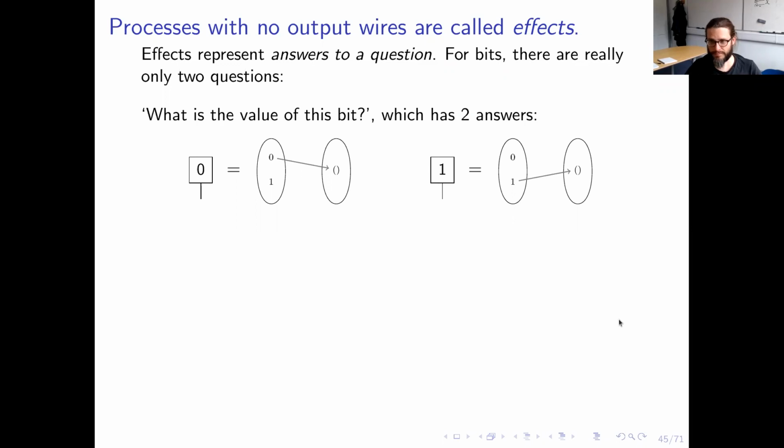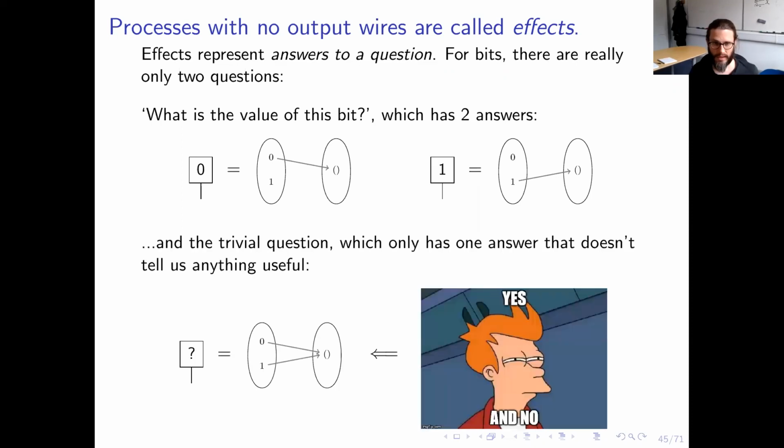So that's a question. If I take my 0 state and plug it into my 0 answer, I'll get true. If I plug it into my 1 answer, I'll get false. That's how these questions and answers fit together. There's also a kind of trivial question, which doesn't really ask anything. It just says, do I have a bit here? And it will give me the unique answer, which is, there's a bit here. That's a less interesting kind of effect.